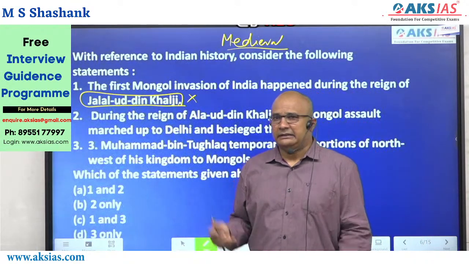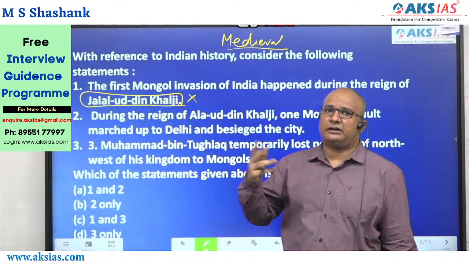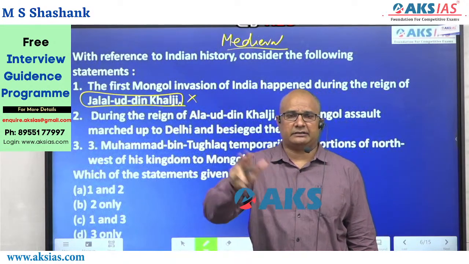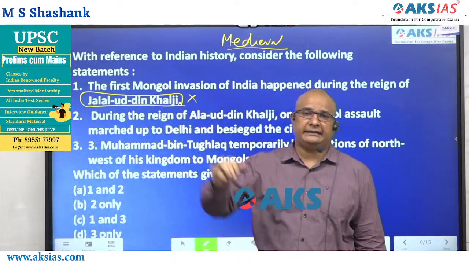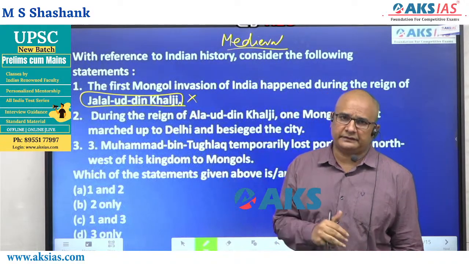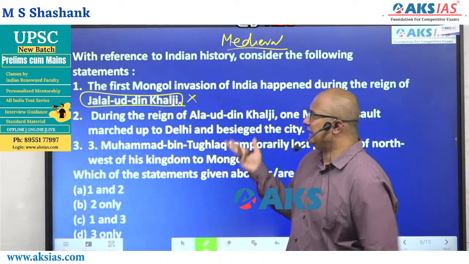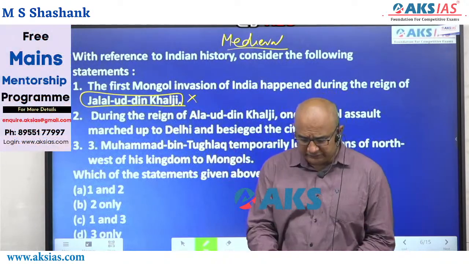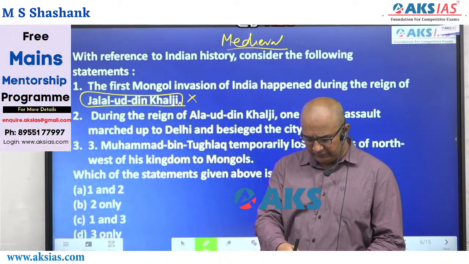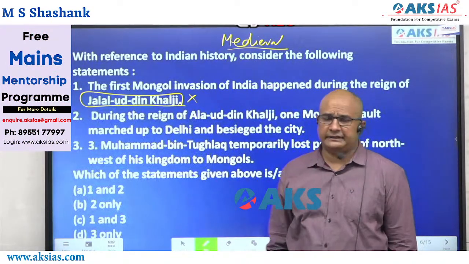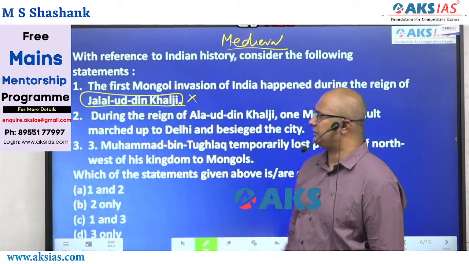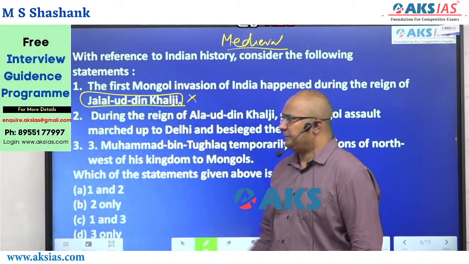But still, Jalaluddin Khilji is a person who started ruling India, particularly the North Indian region, in 1290, and the Delhi Sultanate started in 1206. So it is improbable that the Mongol invasions would have first started only in Jalaluddin Khilji's time. That is highly improbable. So the statement is wrong. The second statement is correct.